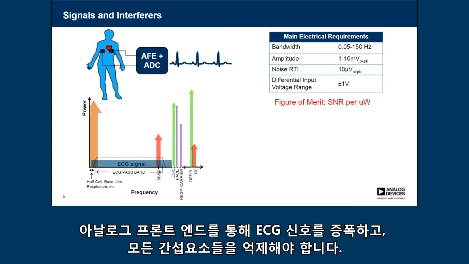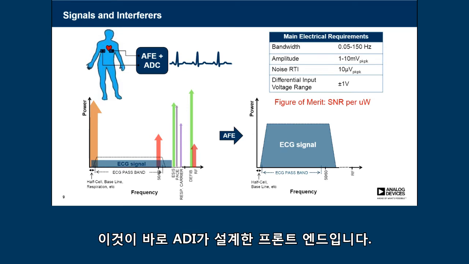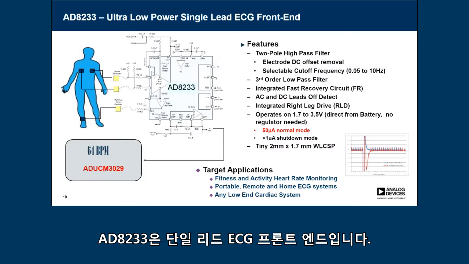So the analog front end needs to amplify the ECG signal and suppress all the interferers. And that's actually what the front end does, that Analog Devices designed. The 8233 is a single lead ECG front end.